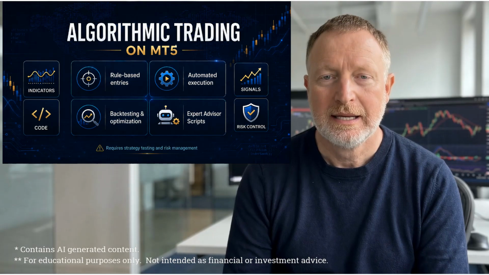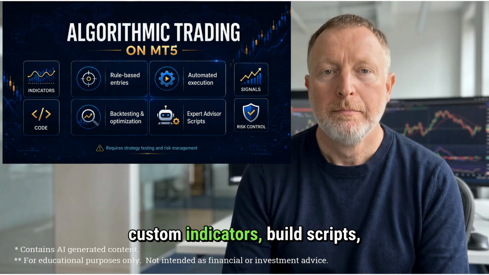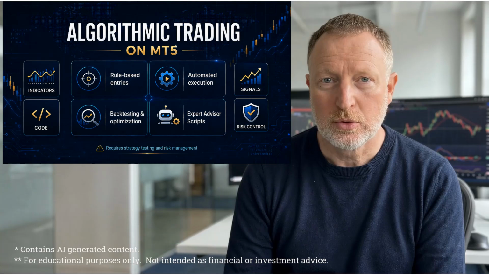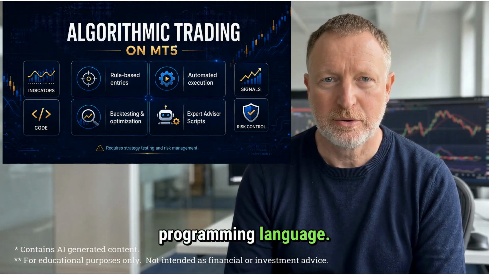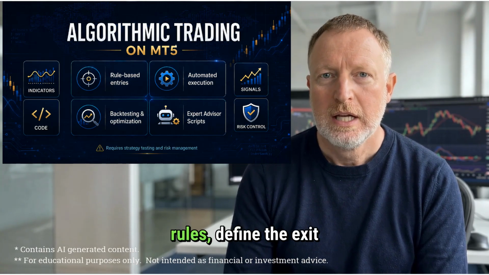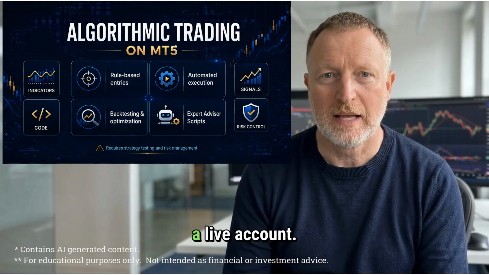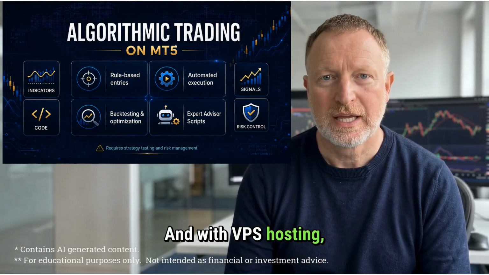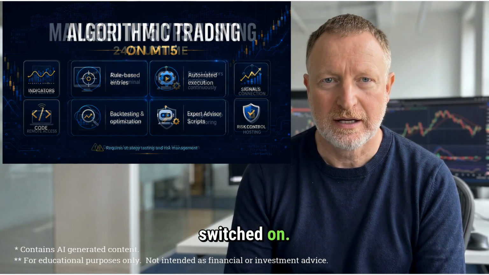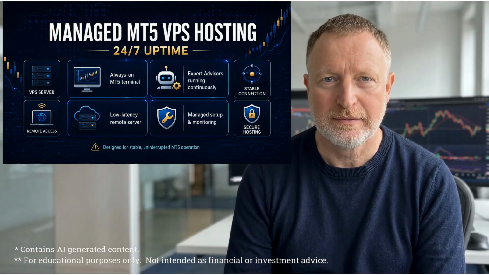MT5 helped change that. With MetaTrader 5, traders can analyze charts, use custom indicators, build scripts, run expert advisors, backtest strategies, and automate trading rules using the MQL5 programming language. That means a retail trader can create a strategy, define the entry rules, define the exit rules, test it against historical data, and then run it automatically on a live account. And with VPS hosting, that strategy can run continuously without depending on a home computer being switched on.